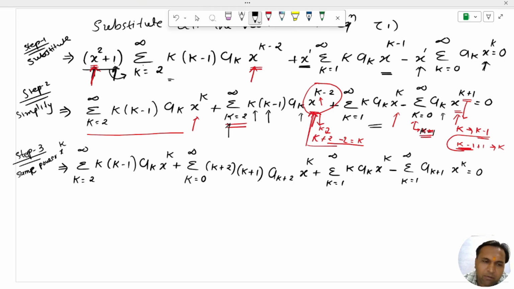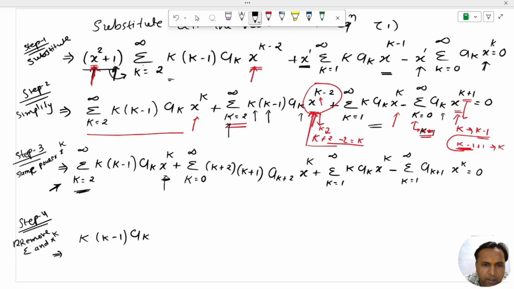Okay, now it's too easy. What is your step for? Step 4, you have to remove sigma and x raised to k. Simple. In this one, you have to remove all the sigma and x raised to k, and note down the remaining terms. So it's become k minus 1 a k. Here you have to remove sigma and x raised to k.